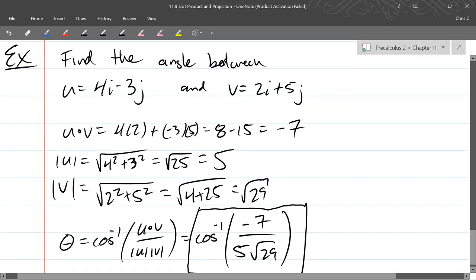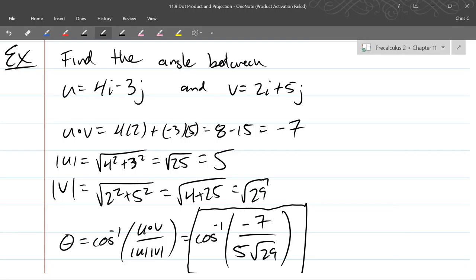Now, if you do this problem on a quiz or a midterm, I recommend write down your intermediate steps. So don't just write down, oh, I can do magnitudes in my head and dot products in my head, so I'm just going to write down the values. If you write down the wrong values, I can't really give you any partial credit. So make sure that you show me u dot v, the dot product you got, the magnitudes you got, and then put them into the cos inverse function.